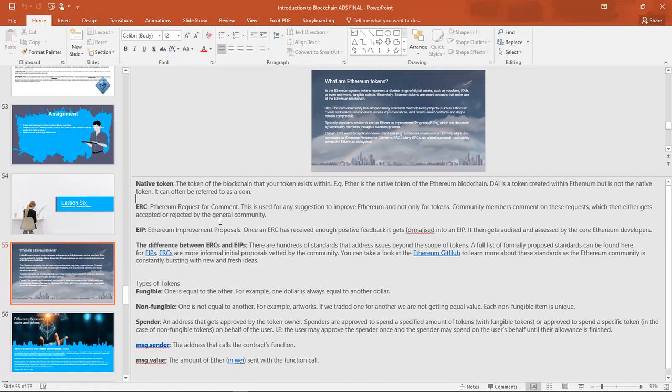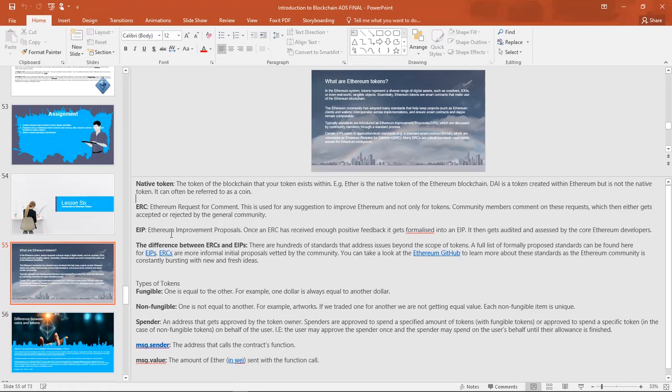Then we have ERC. ERC means Ethereum Request for Comment. This is used for any suggestion to improve Ethereum, and not only for tokens. Community members can comment on this request, which then gets either accepted or rejected by the general community. So these ERC requests not only apply to tokens, but also to other improvements, like the layer 2 improvements that we have been having.